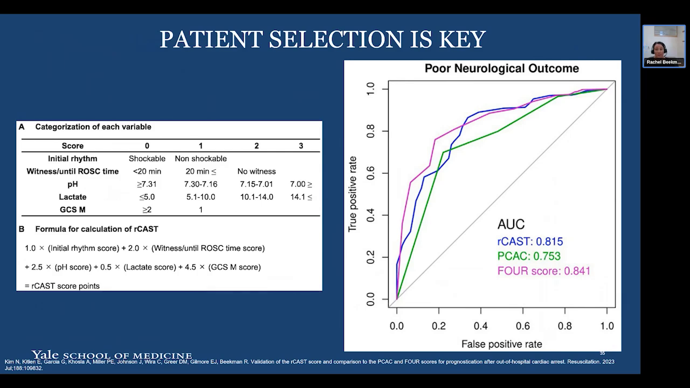Additionally, most of the work on these scores has been to predict poor outcome, and there needs to be more work done regarding the influence of illness severity on the likelihood of benefit with moderate hypothermia. In order to minimize selection bias, we need to prospectively evaluate studies that include phenotyping, not just by presenting rhythm, but by post-cardiac arrest illness severity.